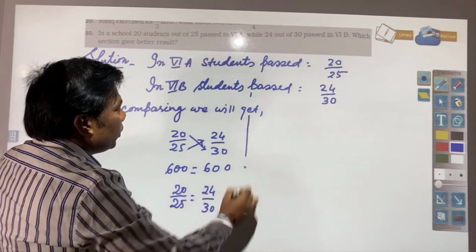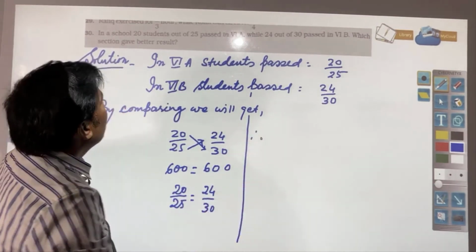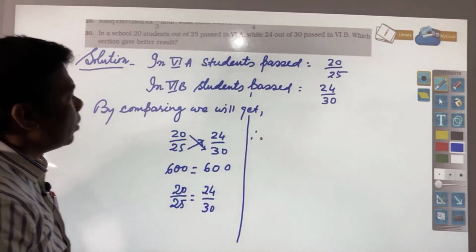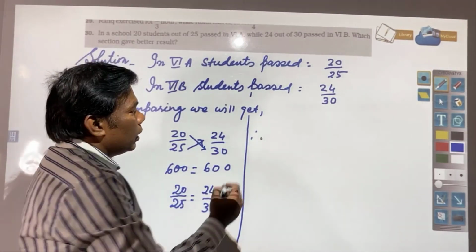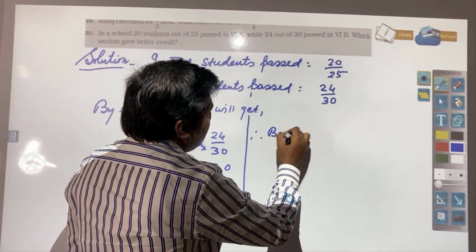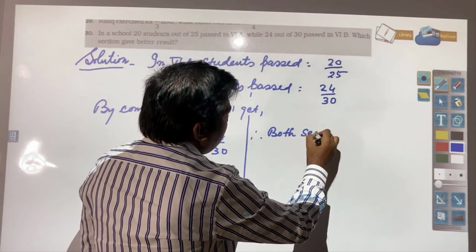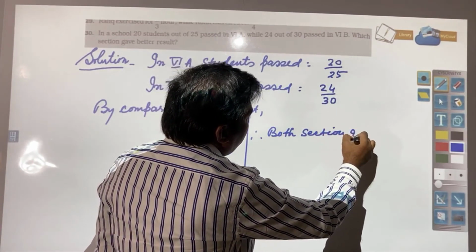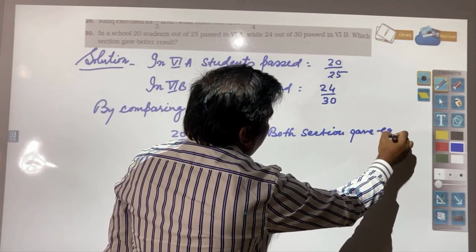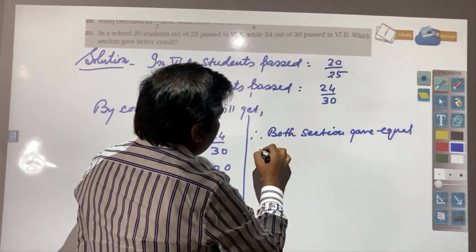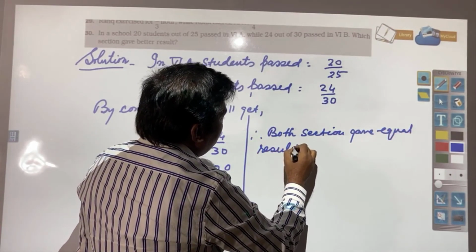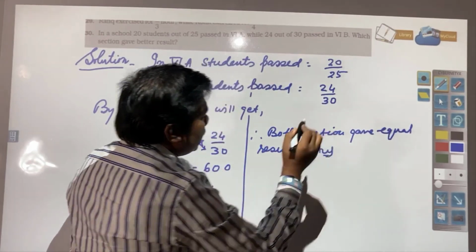So your answer will be, therefore, which section gave better result? Both the sections are having equal result. Both sections gave equal or same result. This will be your answer.